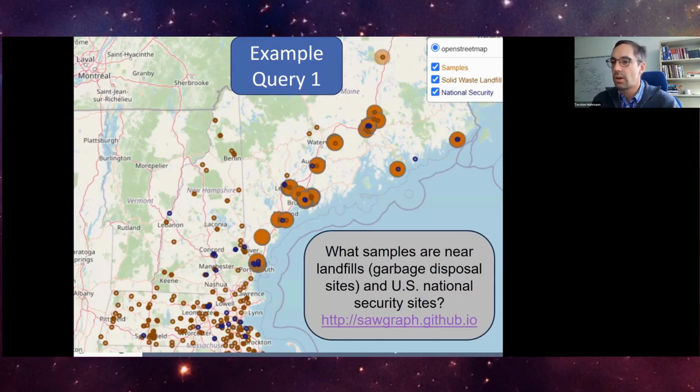So the first example here shows a map where we are looking for samples, which are shown in the orange, like the large orange circles that are near landfills or US national security sites. The landfills are shown in brown and the US national security sites in blue. And so we see in Maine here, where we have a lot of PFAS sample results ingested into the SAWGraph, we find the relevant samples near those sites.